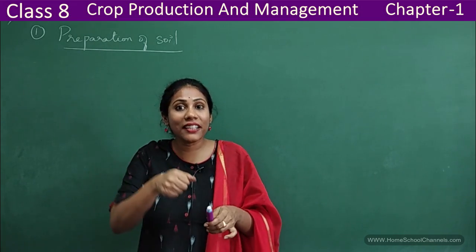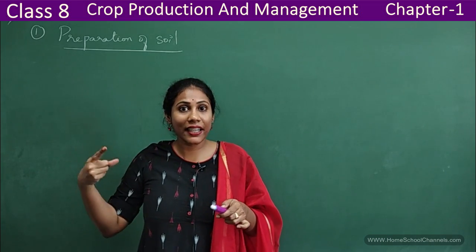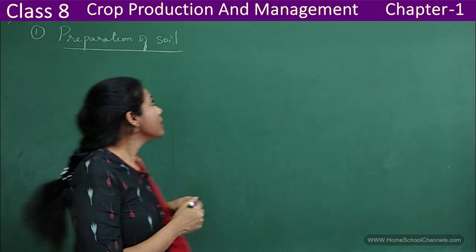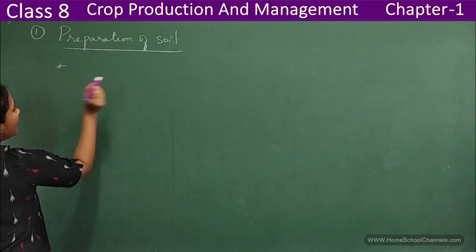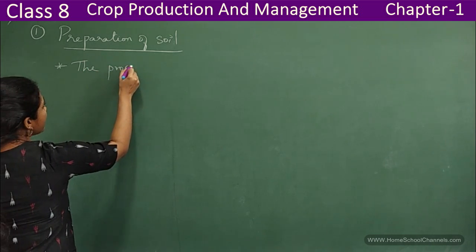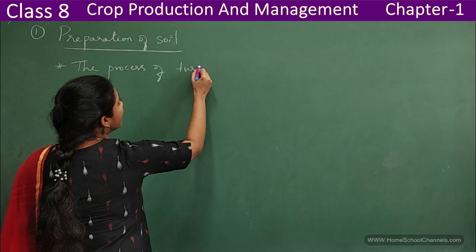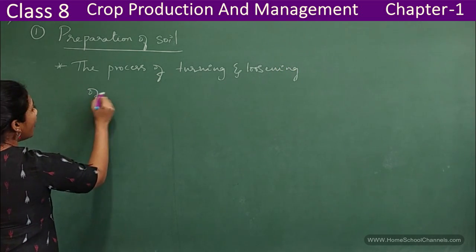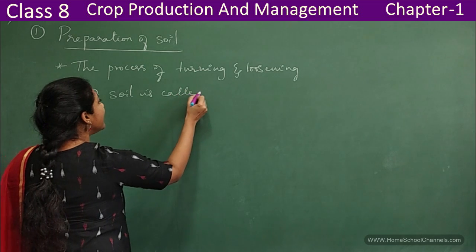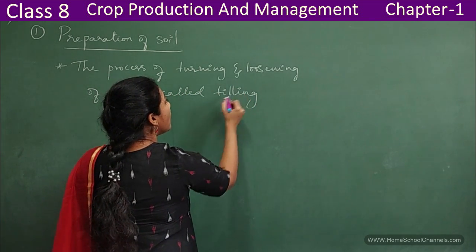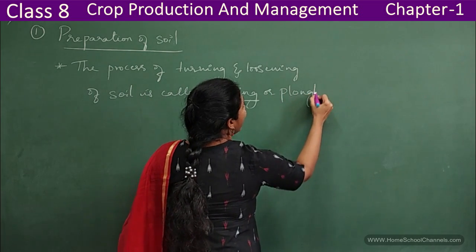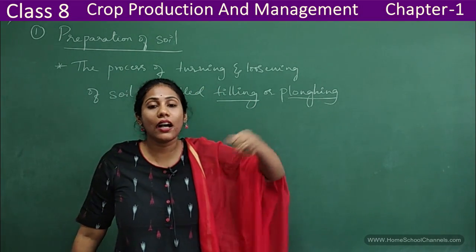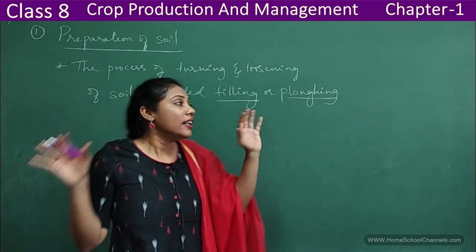So the first step is you have to dig that hard soil and make it soft by turning it and digging it. This process we call tilling or plowing. Try to remember this particular definition: the process of turning and loosening of soil is called tilling, or it can also be called plowing. Now we understood what tilling or plowing means. It's the process of digging a soil, making it loose and turning it.